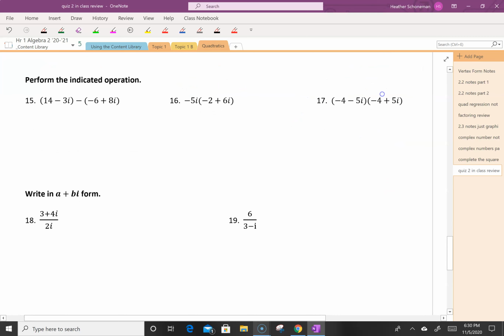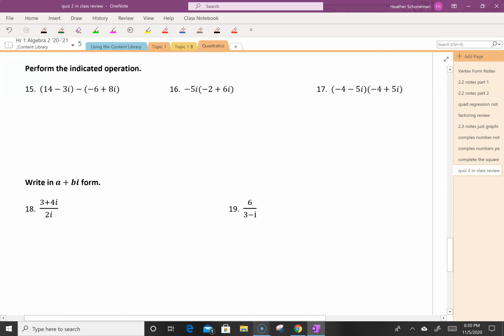Okay, this next section, you need to perform the operation. You've got to be careful. Right here, there's a minus sign in between, so this one, they want you to subtract. This one, there's no sign in between, which means they're asking you to multiply. You've got to pay attention. Neither one is particularly difficult, you just have to pay attention.